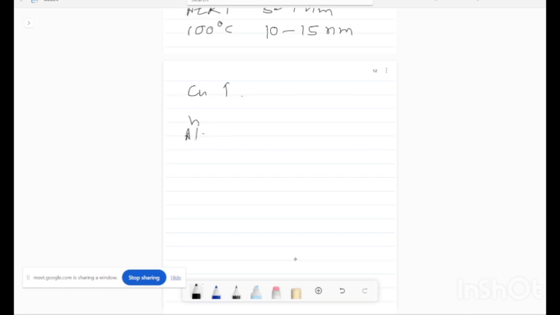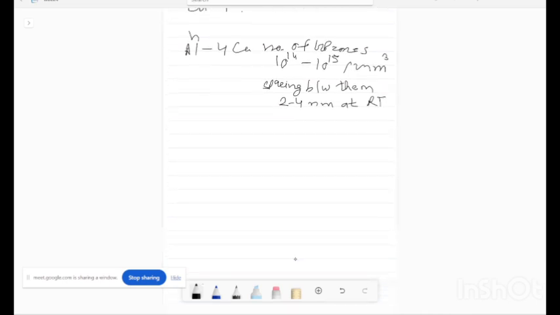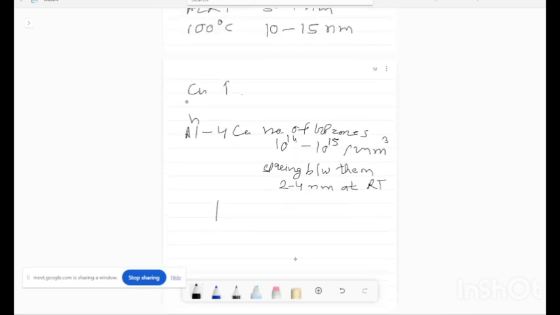So if we see the aluminium 4 copper alloy, the number of GP zones is 10 raised to power 14 to 10 raised to power 15 per millimeter cube, and the spacing between them will be 2 to 4 nanometer at room temperature. So this is for the GP1 zone.